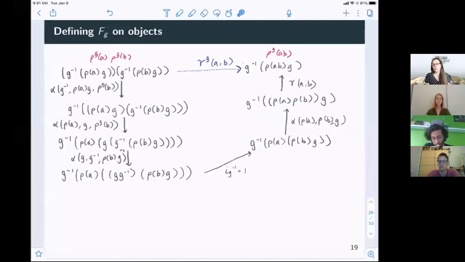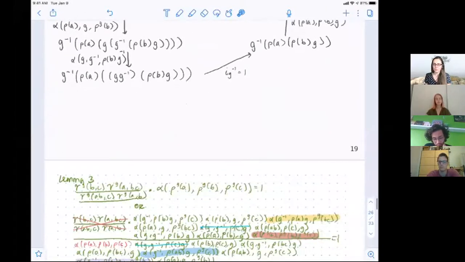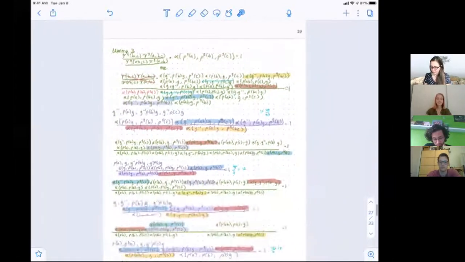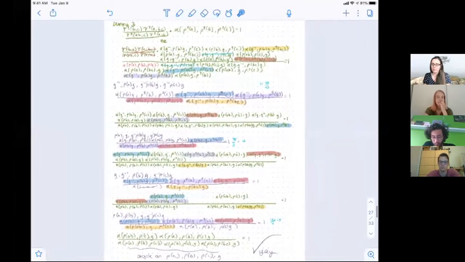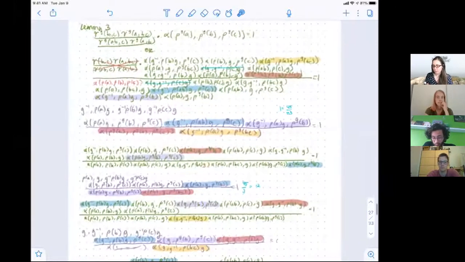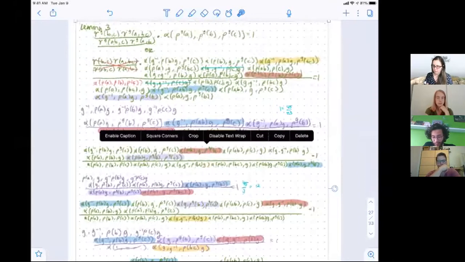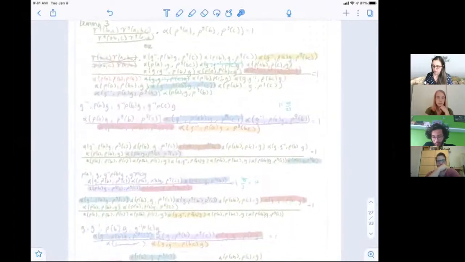So then, of course, we have to actually check that this gives us an object in our bicategory. Just to give you an idea of what doing that involves, I'm not going to go over this in any sort of detail, but basically you're starting out with tons of applications of the cocycle, and then you're using the 3 cocycle condition over and over again.